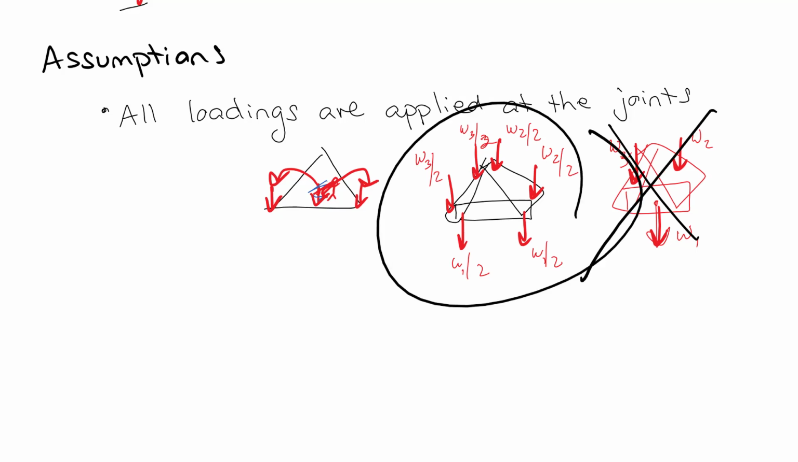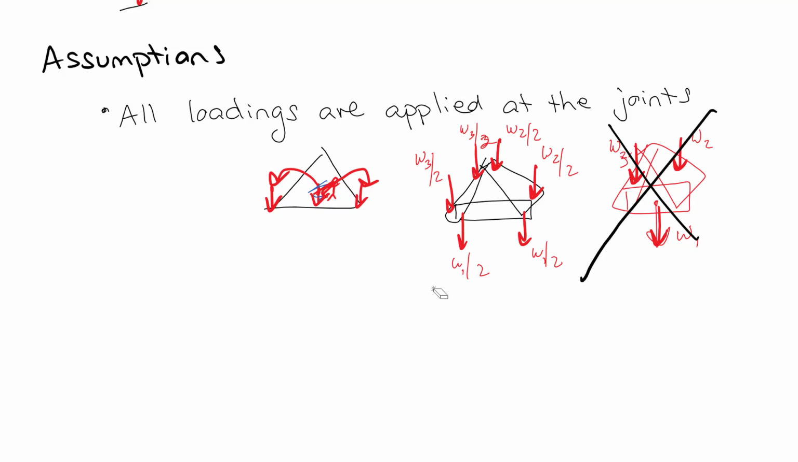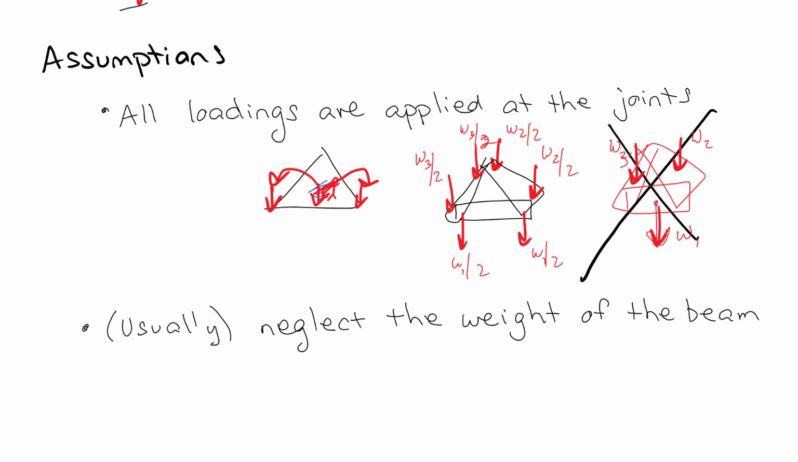So again, all the loadings are applied at the joint. That's the big first assumption that you want to make sure you have. And that's kind of funny because our second assumption is that we are usually actually going to neglect the weight of the beam.